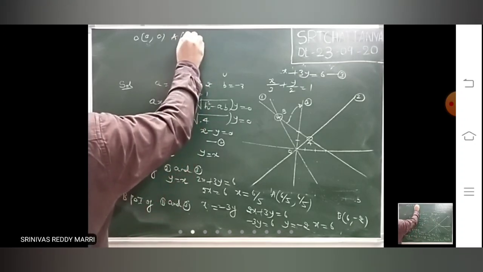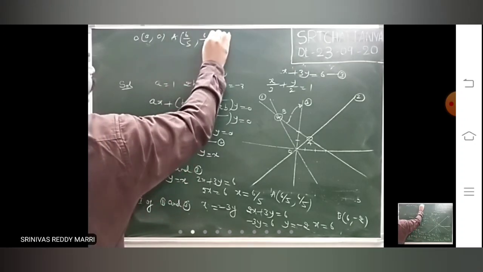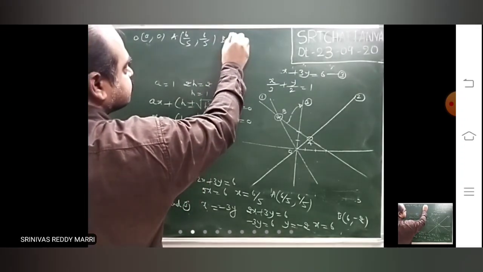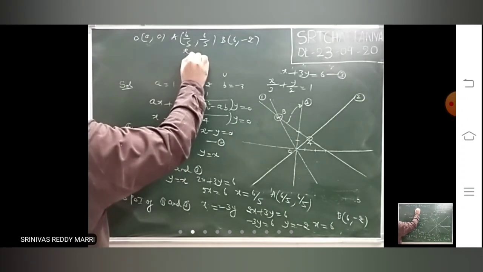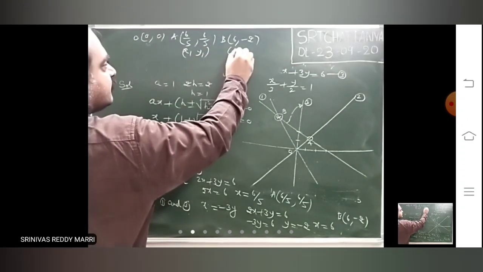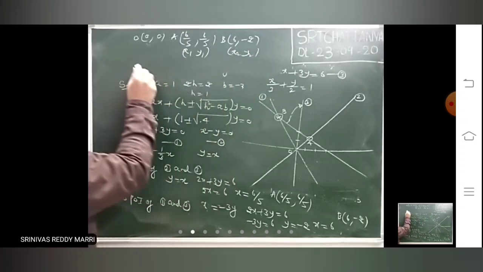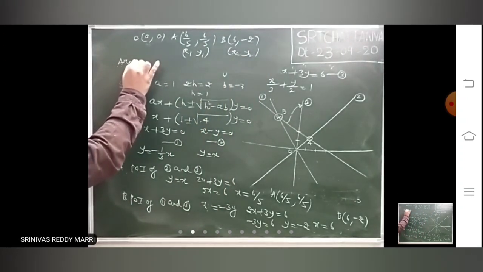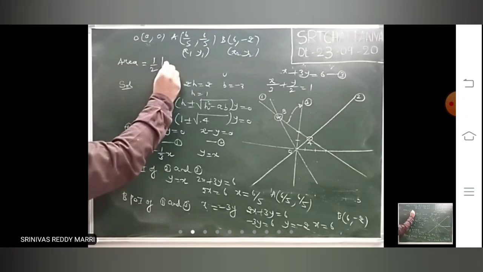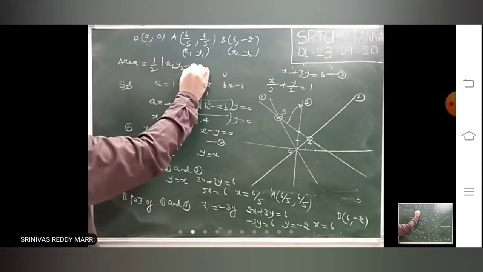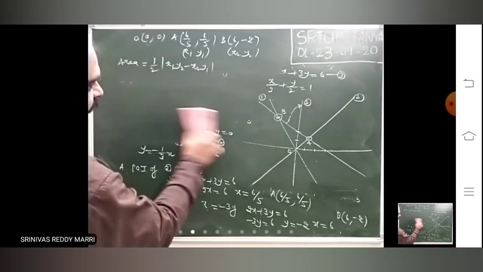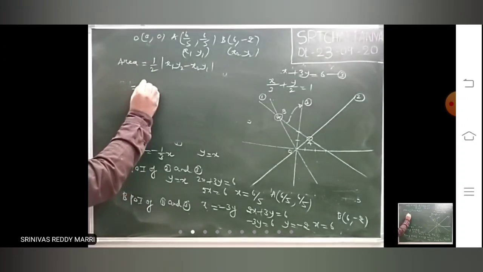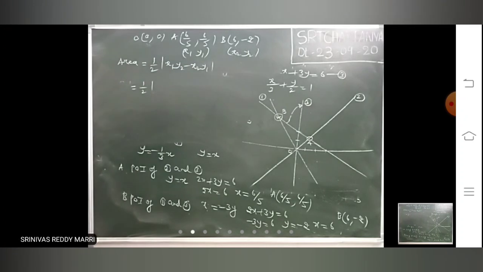So another vertex is (6/5, 6/5). Another vertex is (6, -2). So if one vertex is the origin, you have the formula. What is the formula? Area equals half into modulus of (x1 y2 minus x2 y1). So that is the formula. Or otherwise you can write the determinant also.